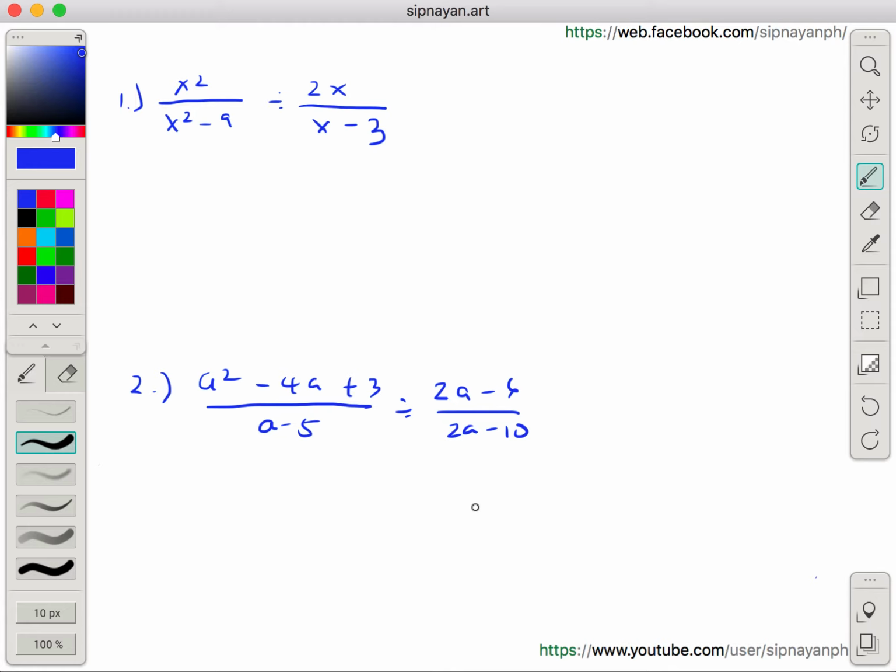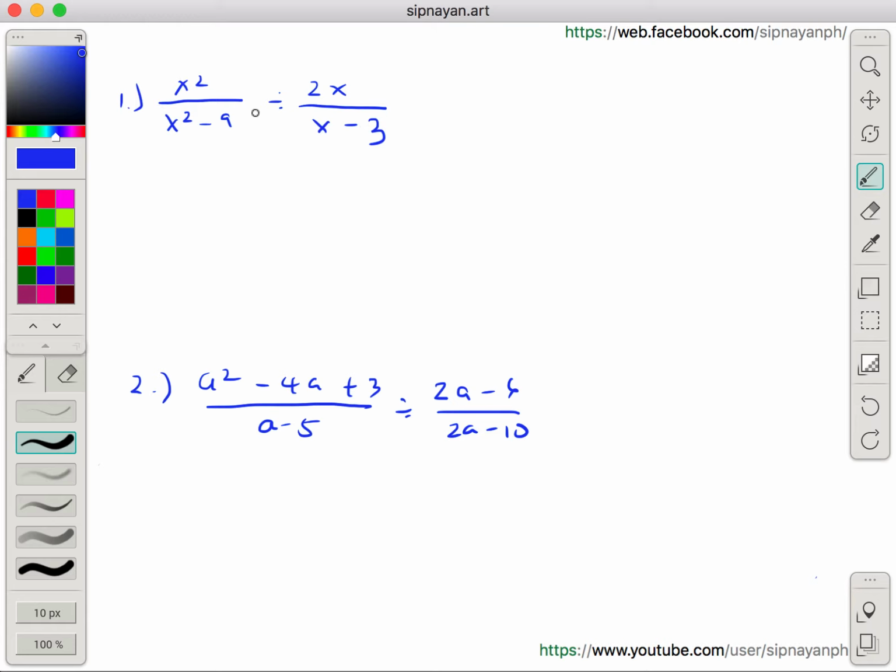Sinimulan na natin yung ating discussion. Kung sinusundan nyo itong series na to, sinimulan na natin yung ating discussion on division of rational expressions, and sa previous video ang ginawa natin was to divide rational expressions containing monomials. Dito, meron na tayong binomial, saka meron na rin tayong polynomials. So let's have our first problem.